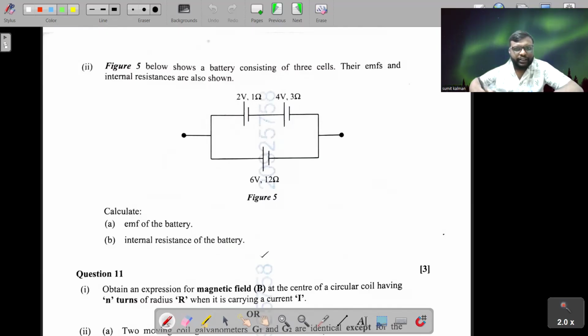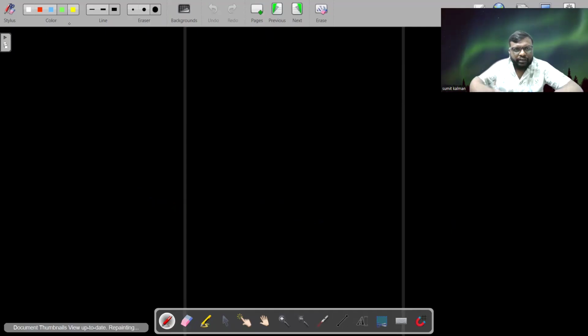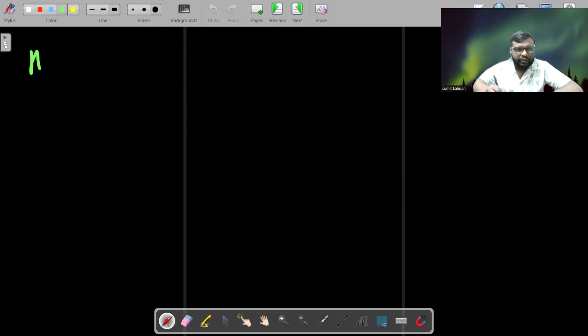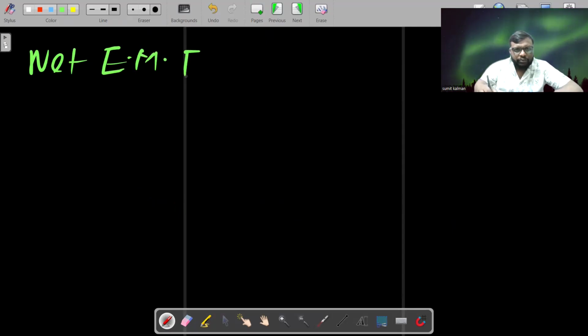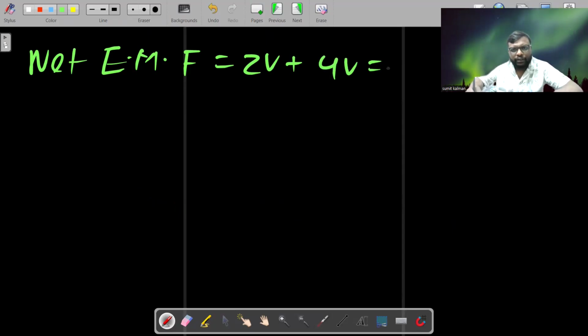So students, net EMF क्या होगा यहाँ पे? If you will see, net EMF ये सीरीज में है टॉप ब्रांच, तो ये नेट EMF will be 2 वोल्ट प्लस 4 वोल्ट, कितना हो जाएगा? 6 वोल्ट हो जाएगा। तो हियर स्टूडेंट्स net EMF it is equal to 2 volt plus 4 volt, and it will be equal to 6 volt.